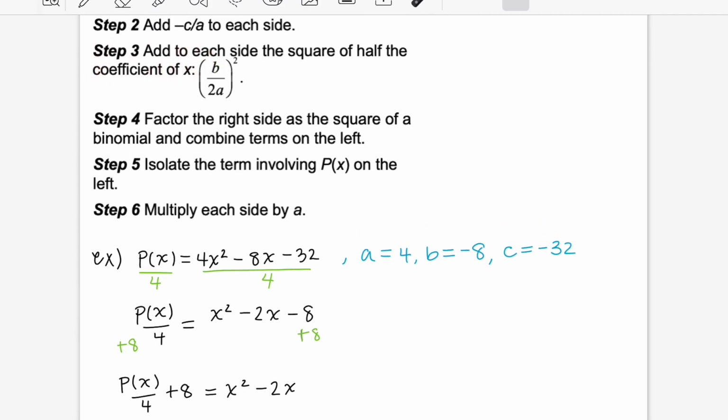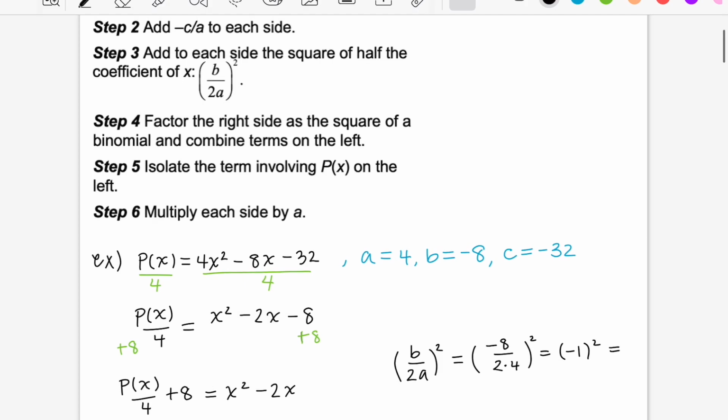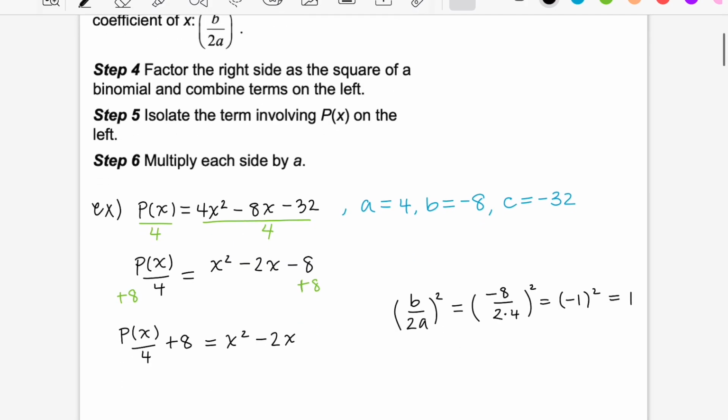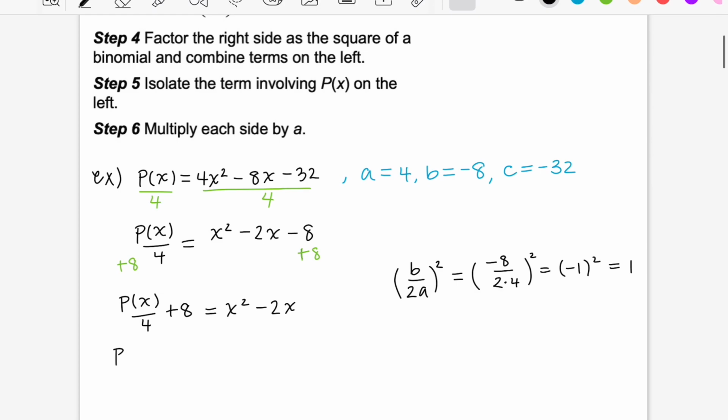Our second step here is we're going to add to each side the square of half the coefficient of x. So in this case, b over 2a squared is going to be minus 8 over 2 times a, which was 4 in this case. So we end up with minus 8 over 8. So we get negative 1 squared. So this is just equal to 1. Okay. So what we're going to do is we're going to add 1 to both sides of our equation.